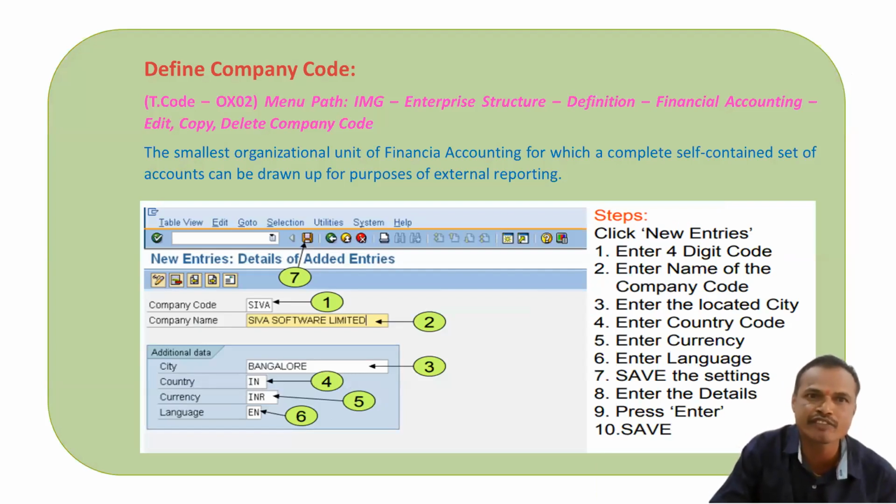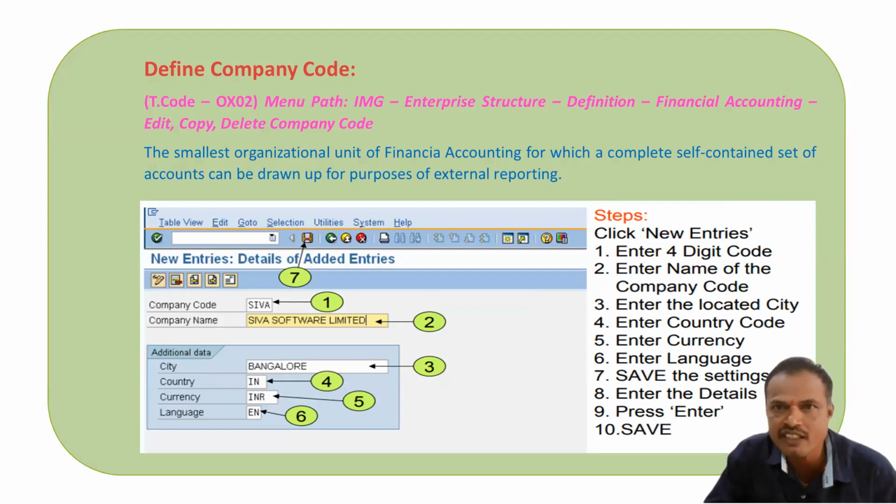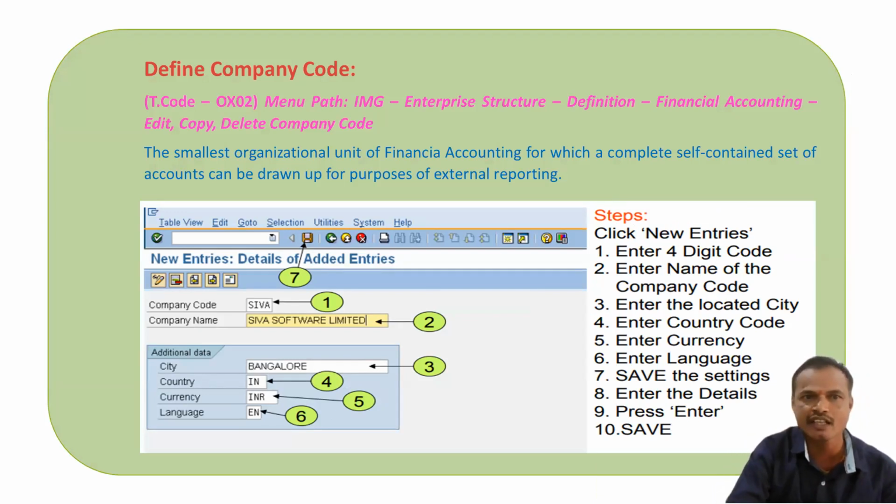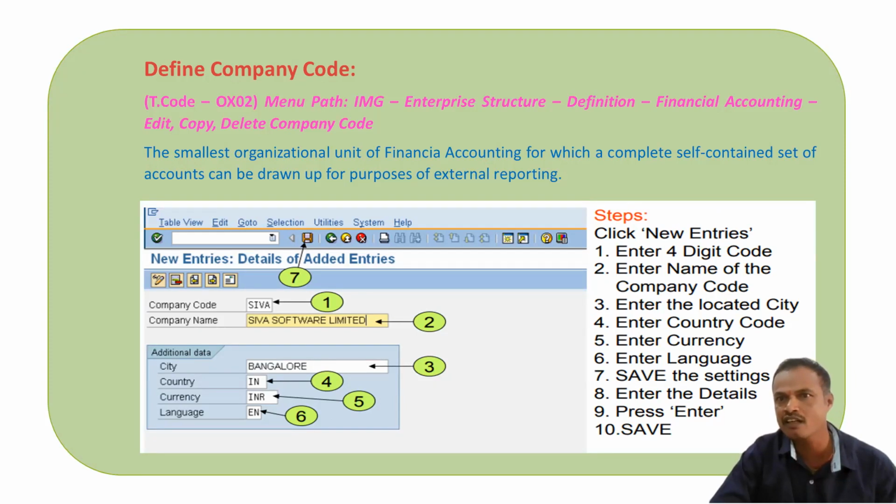After that, under one company, we can create multiple company codes. It's called a company code. In that, we have to define the company code features also. The T code is OX02, and the menu path is IMG, Enterprise Structure, Definition, Financial Accounting, Edit, Copy, Delete, Check Company Code. A company code means the smallest organizational unit of financial accounting for which a complete self-contained set of accounts can be drawn up for external reporting purposes. We use this company code for external reporting like auditing and financial statements.